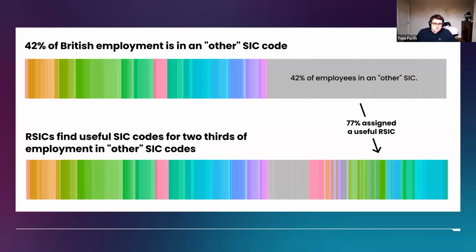And our RSIC system is able to assign 77% of those employees to a company with a useful RSIC. We fill in the majority of the problem that we have. The remaining small grey area is for companies that we haven't been able to find a website for and possibly don't have a website, so we can't fill them in. But our coverage with the RSIC system is exceptionally high. You can get an RSIC for almost everyone employed in the UK.